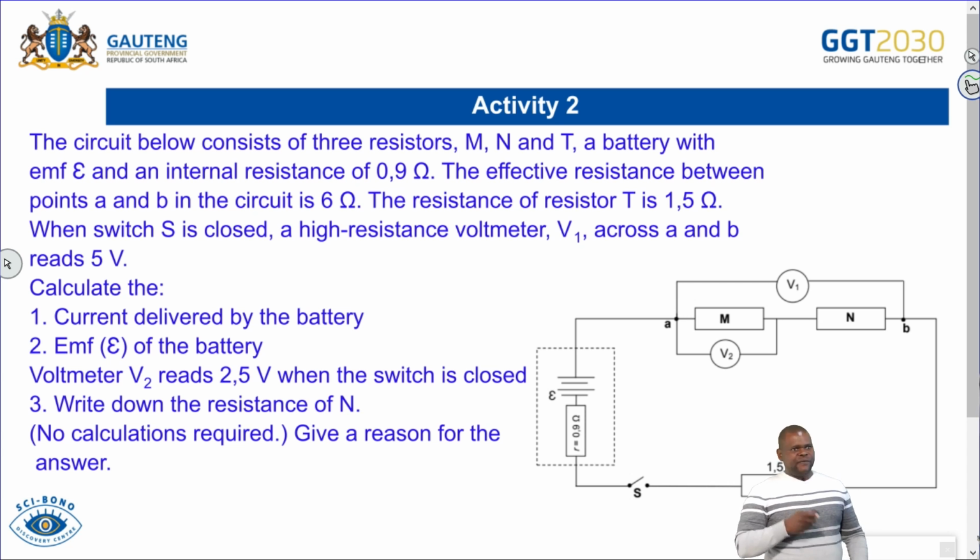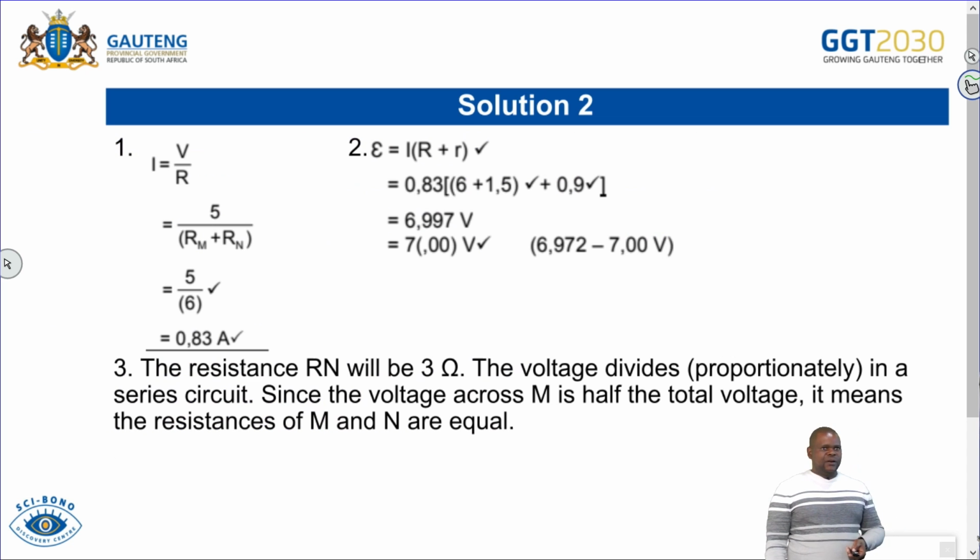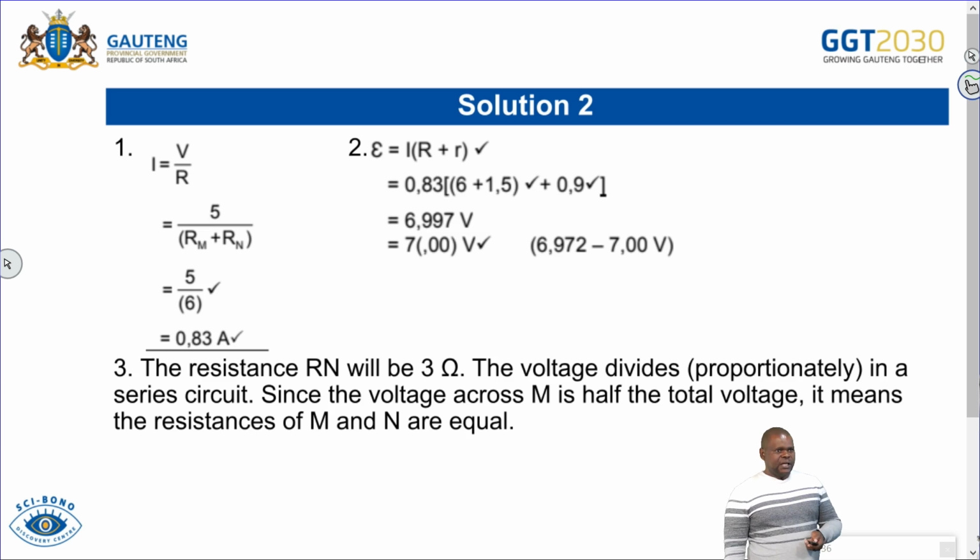Let's start. We have everything here. We know our given data. We are not given the EMF. We are given the internal resistors. We are given the resistor T to be 1.5. We are given the resistor M to be, is it M? Okay, the total of M and N is 6 ohm. Are we together? Then quickly, let's look at the question.